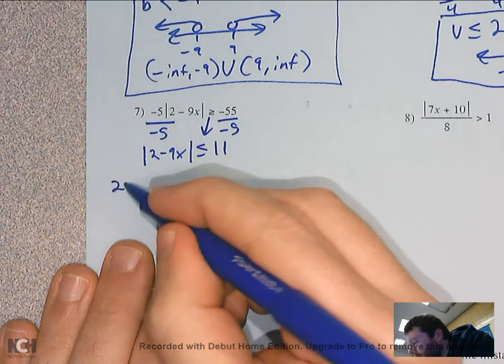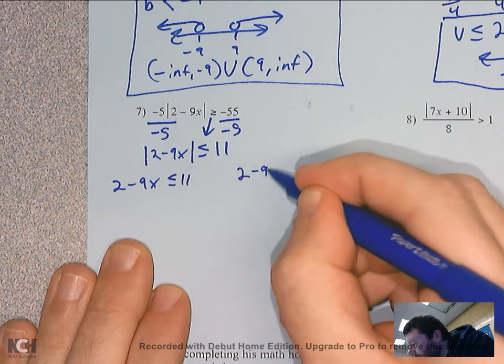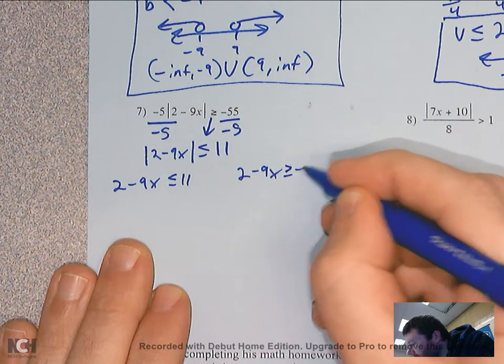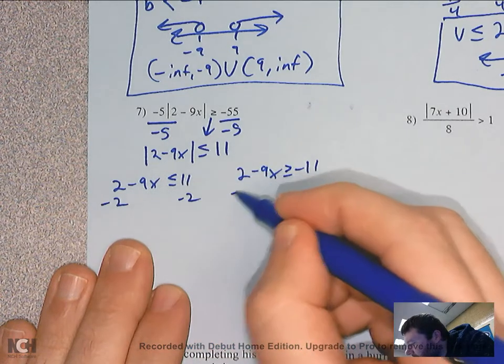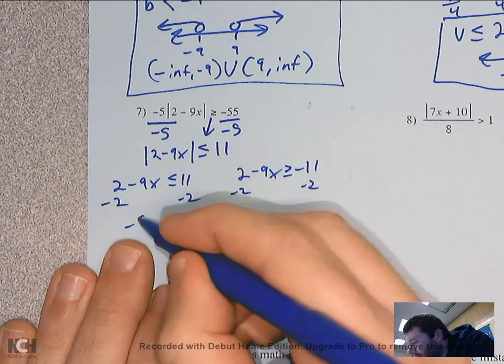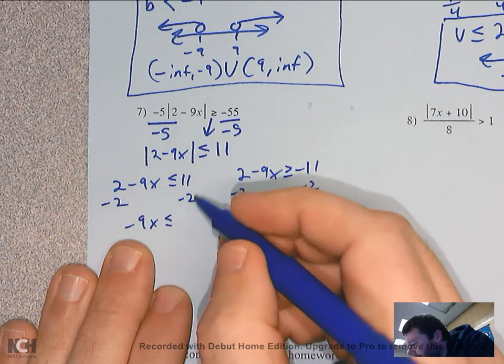Then we split it. 2 minus 9x is less than or equal to 11. 2 minus 9x is greater than or equal to negative 11. And then we would minus 2 on each side. Gives me negative 9x is less than or equal to 9.